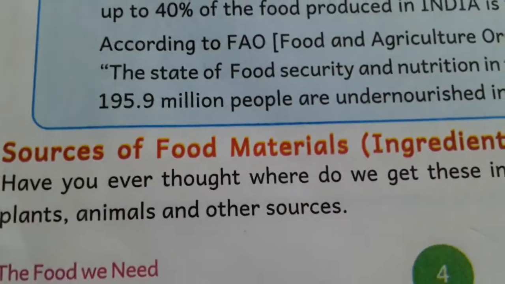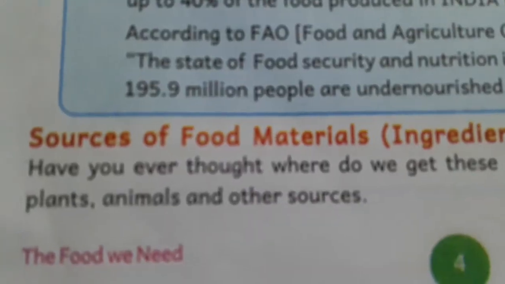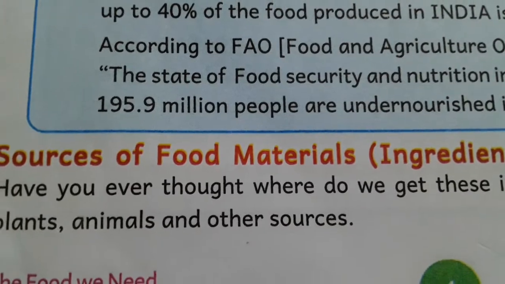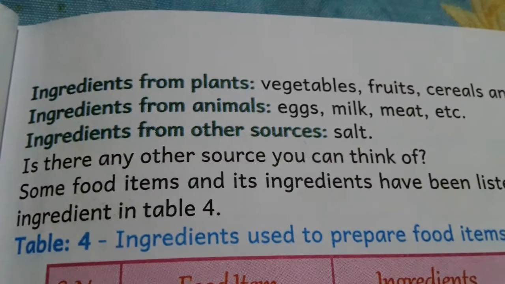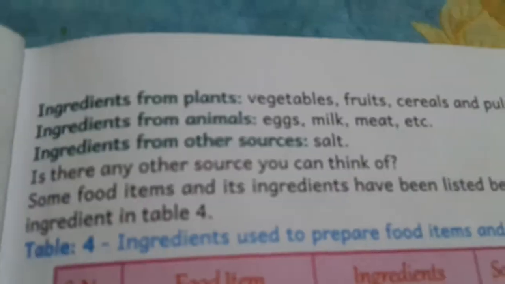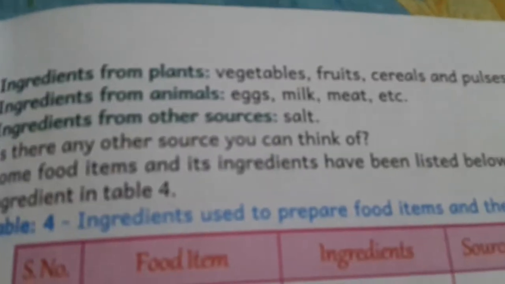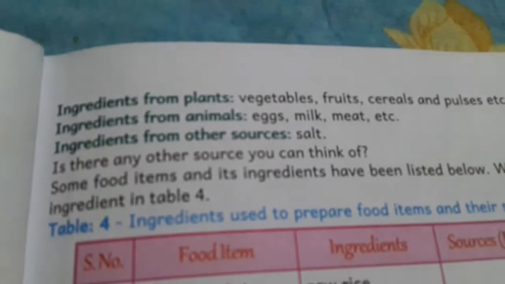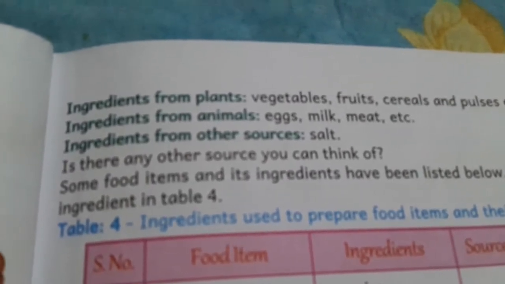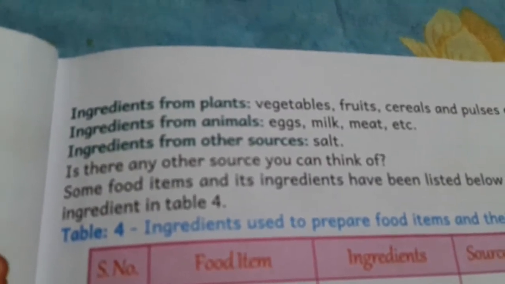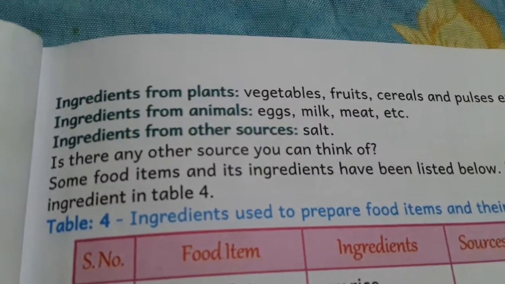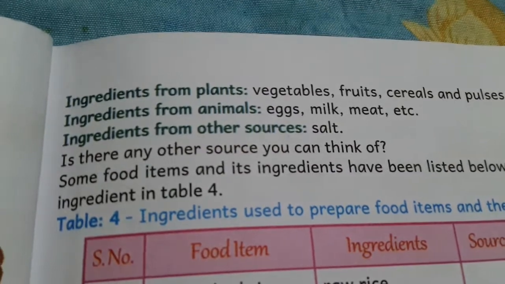So, let us know the sources of food materials or ingredients. Where do we get these materials or ingredients from? We get ingredients from plants: vegetables, fruits, cereals and pulses. Ingredients from animals: eggs, milk, meat, etc. And ingredients from other sources, for example salt. So, is there any other source you can think of?